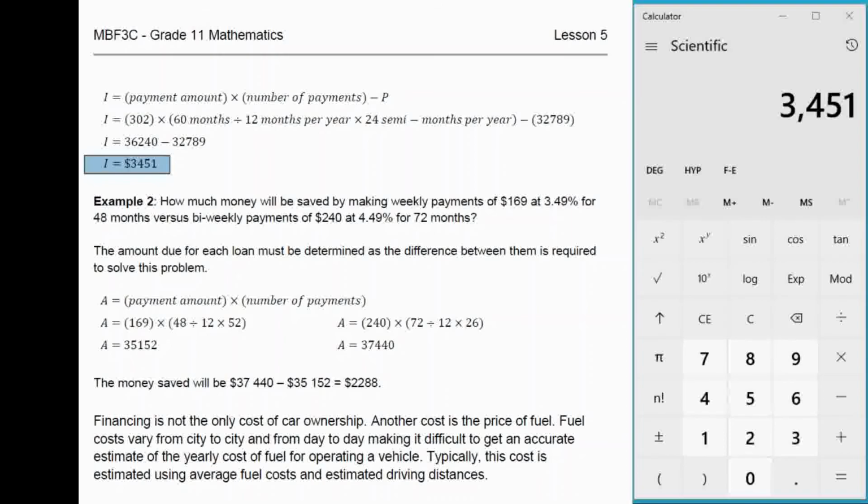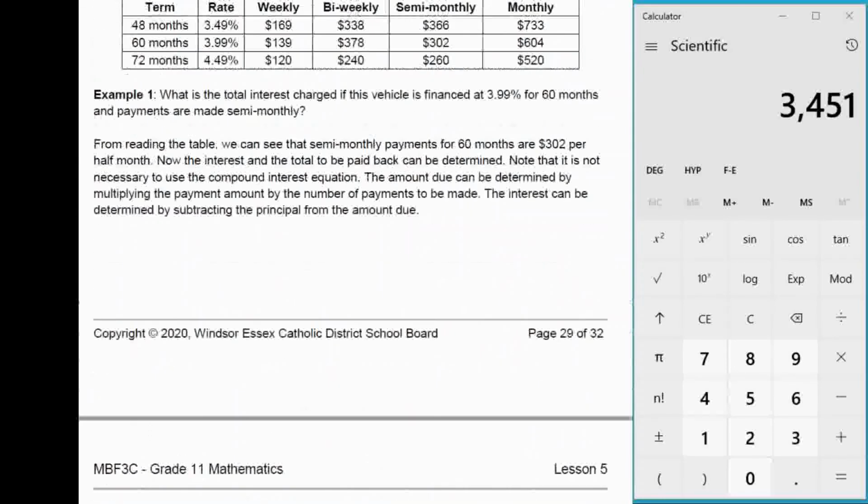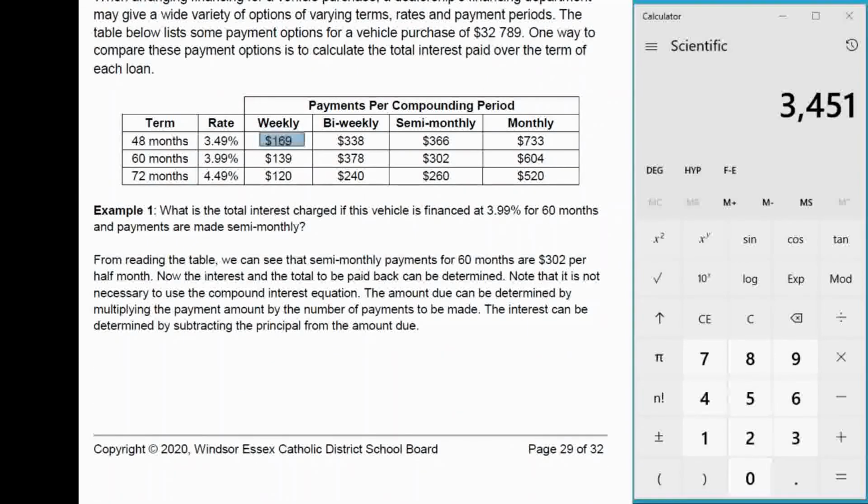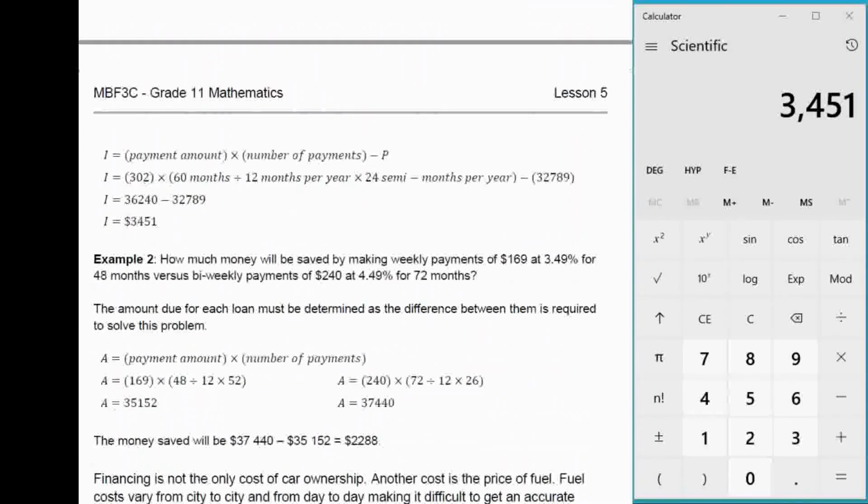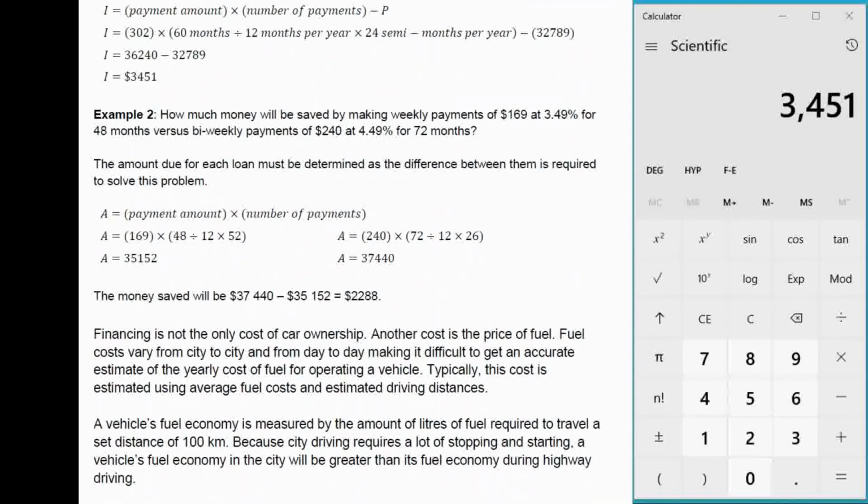The next question here says, how much money will be saved by making weekly payments of $169 at 3.49% for 48 months versus biweekly payments of $240 at 4.49% for 72 months? So these numbers are basically read from the chart. We have the 169 here, and the 240 here. Those are read straight from the chart. In order to calculate them, we do these two side calculations here.